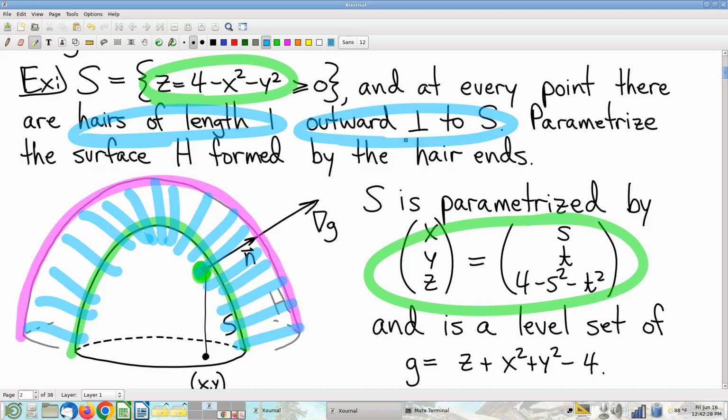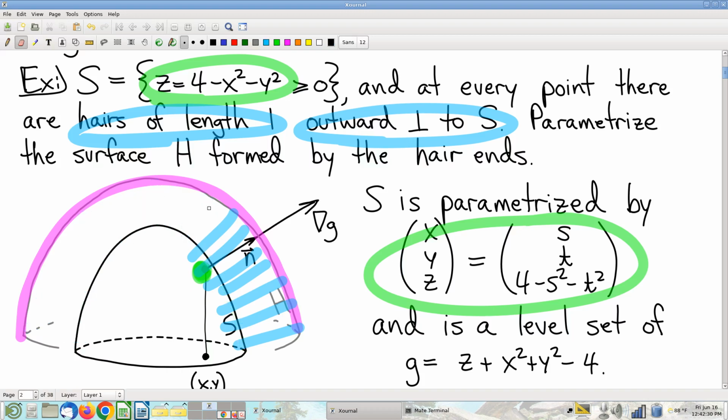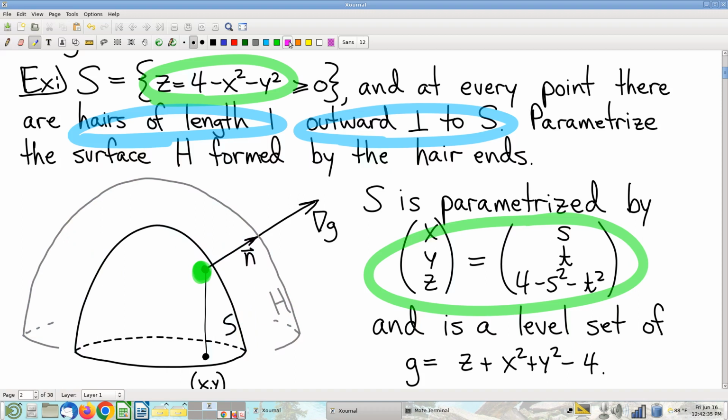The big idea is to say that this purple point, a point on this desired surface, the surface H, is a point on the green surface plus this unit normal vector. Right, so roughly speaking, all we're going to eventually write down is that purple is equal to green plus blue.